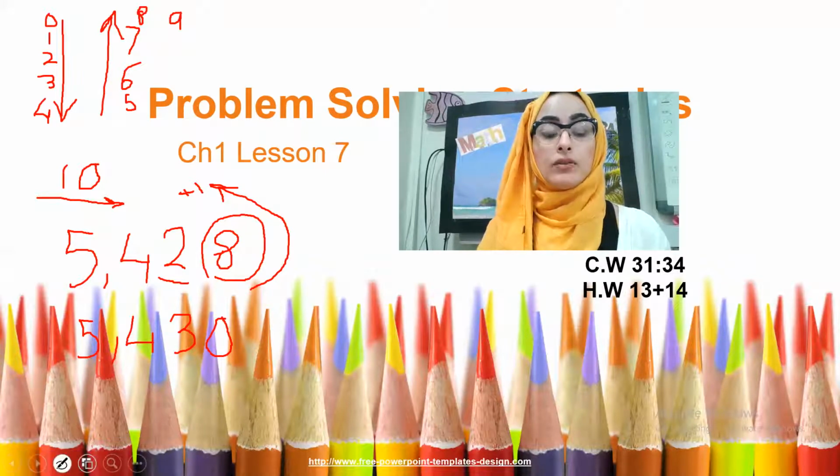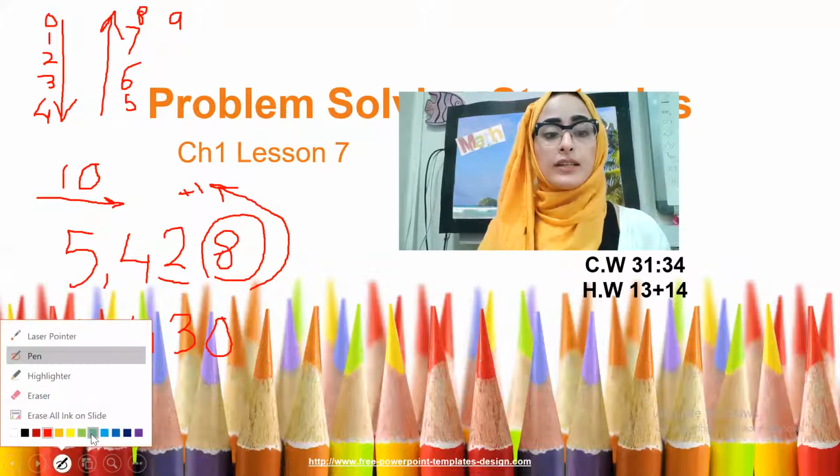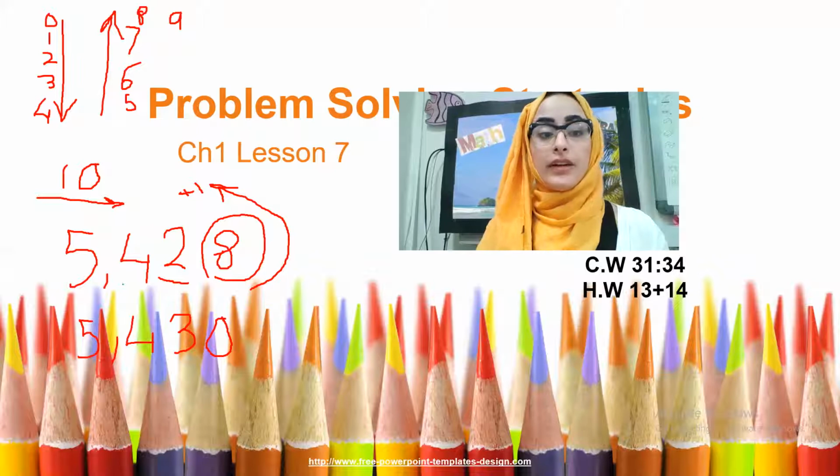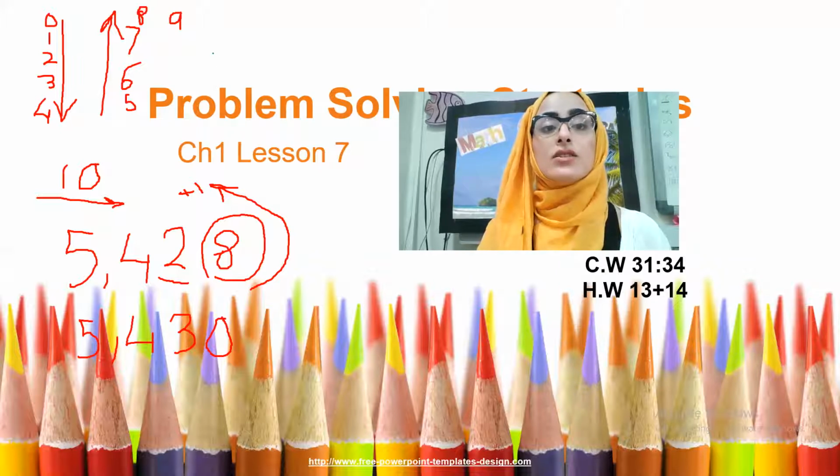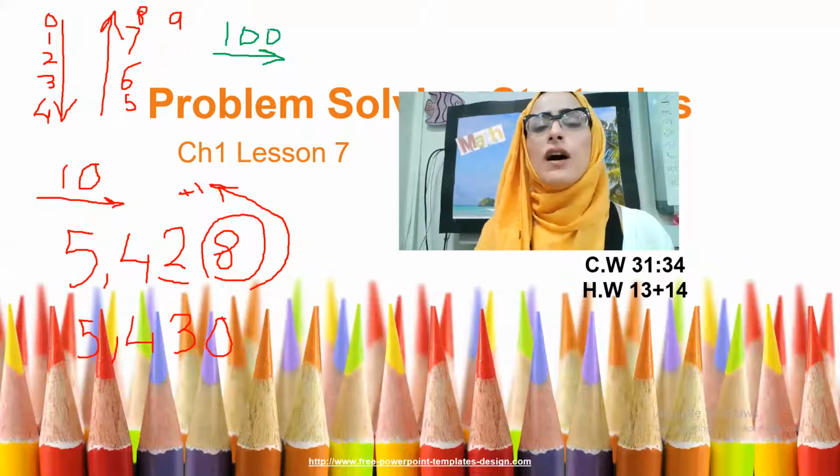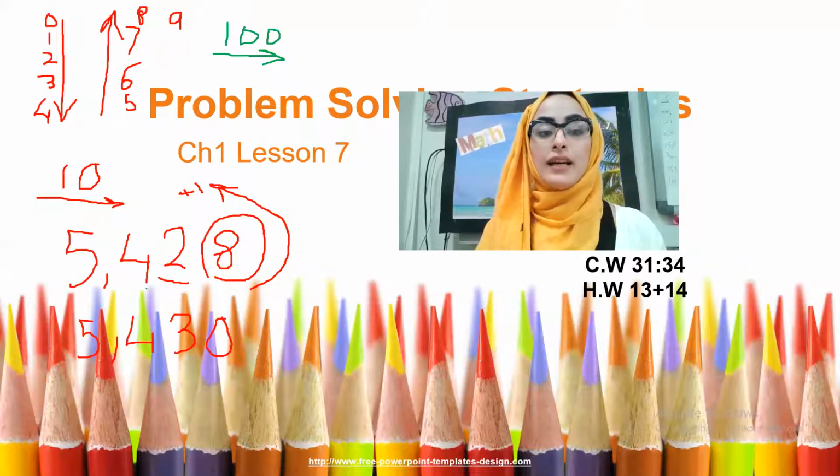Let's see another example, the same one, for rounding to the nearest hundred, but I will erase it or write in another color. It is with the green. So my number is 5,428. Rounding to the nearest hundred. So I'm drawing in a row, and here is 100. Find your 100. Here is my 100. Round your 10. Here is my 10, 20.